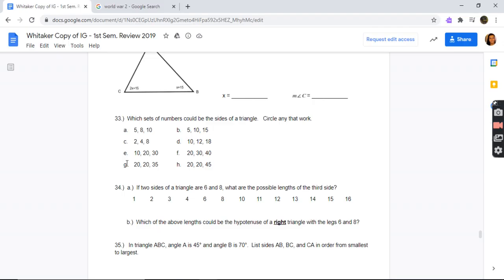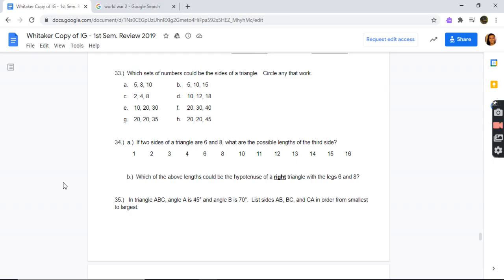Which sets of numbers could be the sides of a triangle? Circle any that work. 5, 8, and 10; 5, 10, and 15; 2, 4, and 8; 10, 12, and 18; 10, 20, and 30; 20, 30, and 40; 20, 20, and 35; 20, 20, and 45.